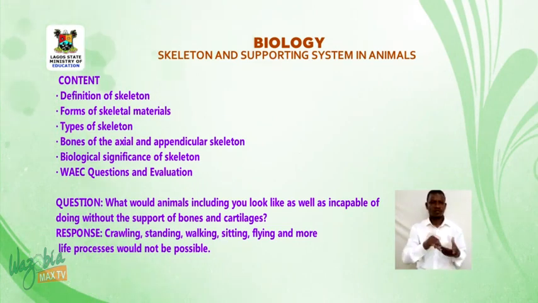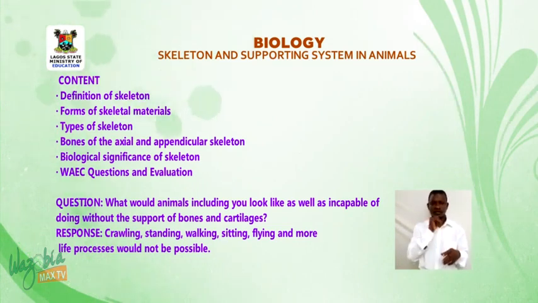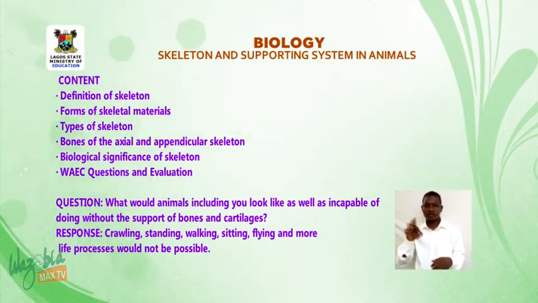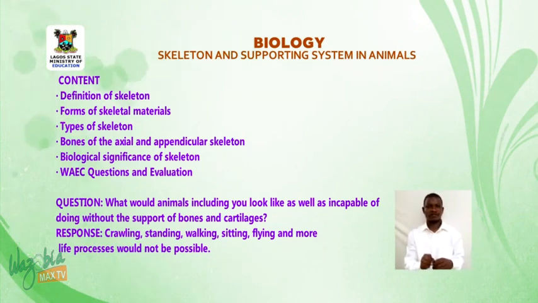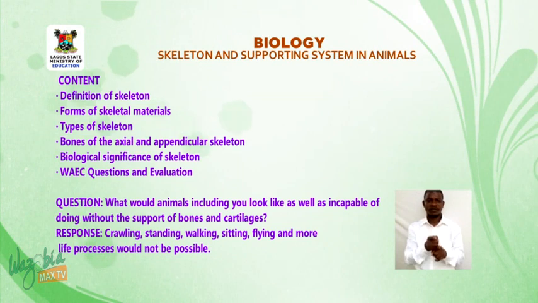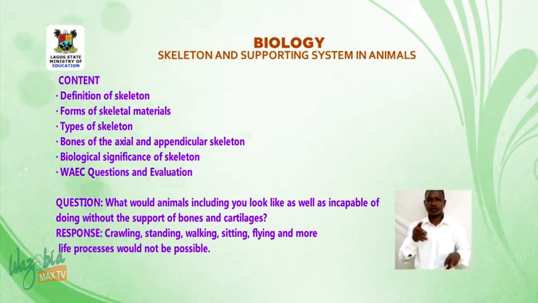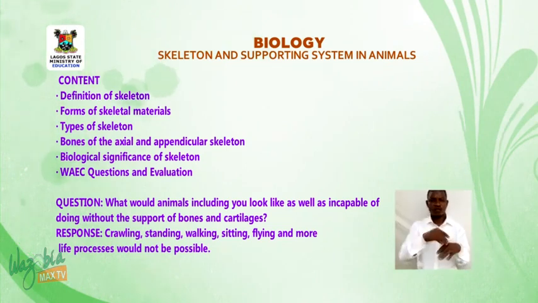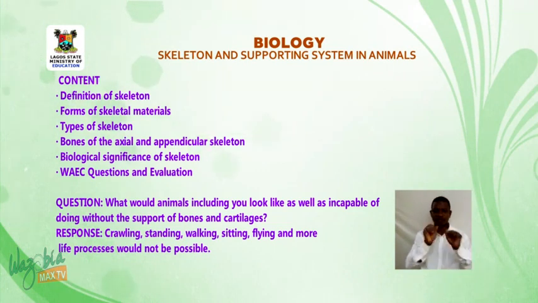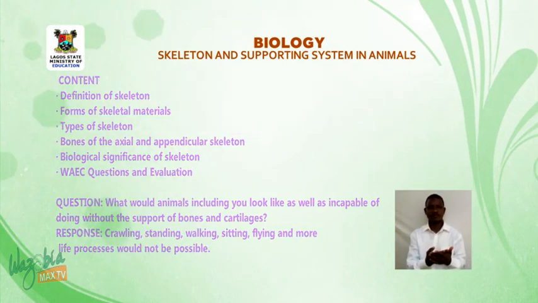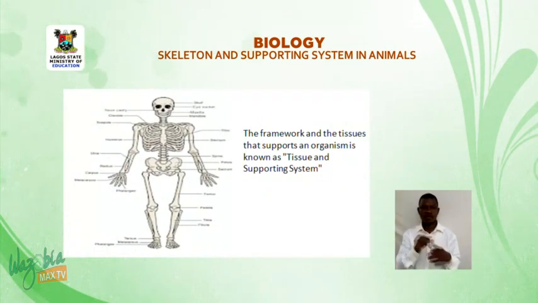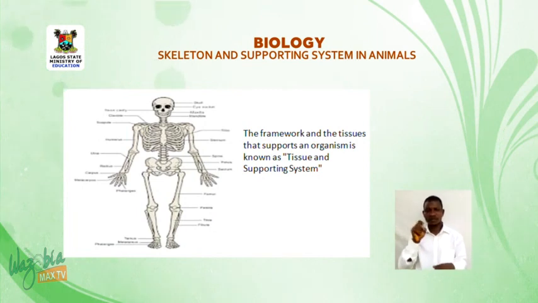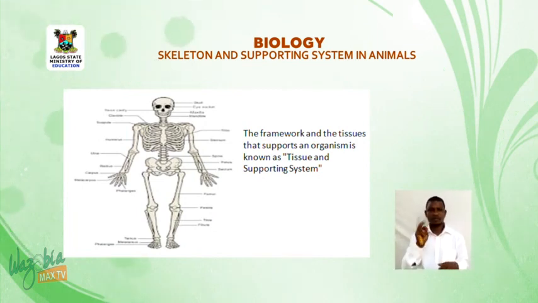Question. What would animals, including you, look like as well as be incapable of doing without the support of bones and cartilage? Response. Crawling, standing, walking, sitting, flying, and more life processes would not be possible. Good. The framework and the tissues that support an organism is known as the skeleton and supporting system.